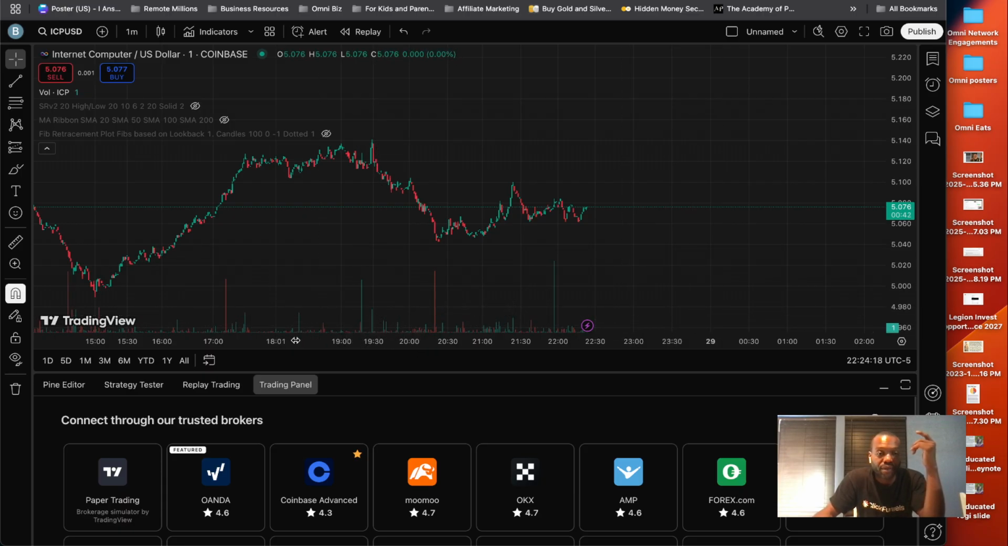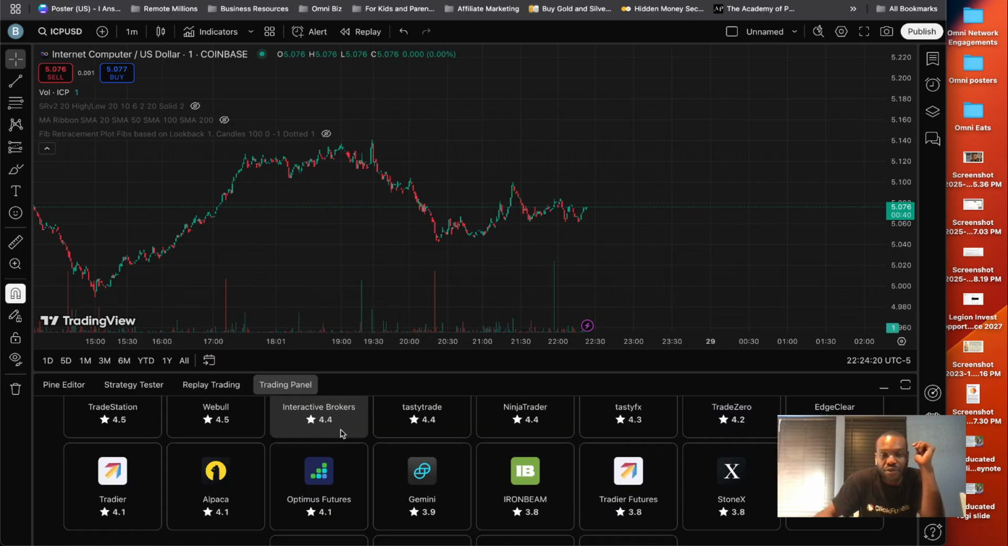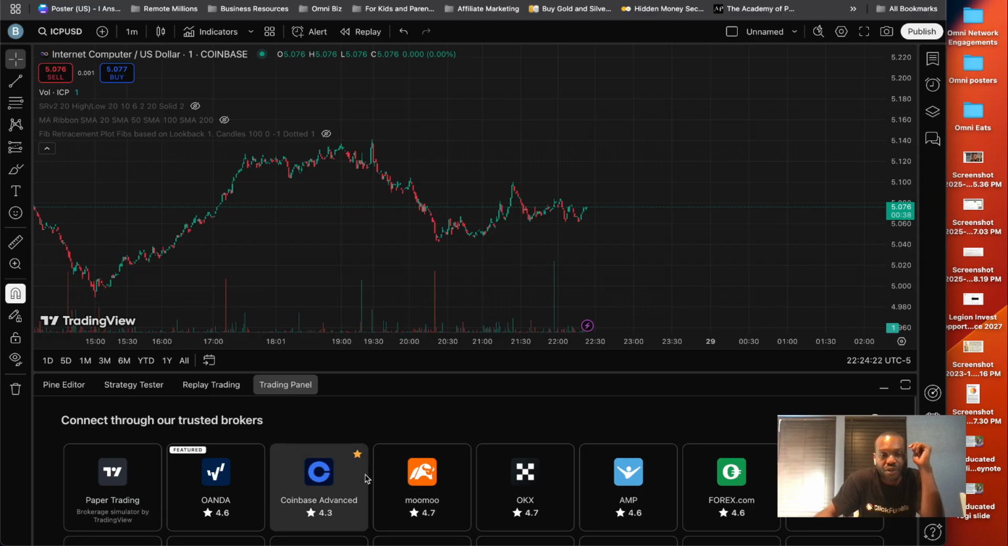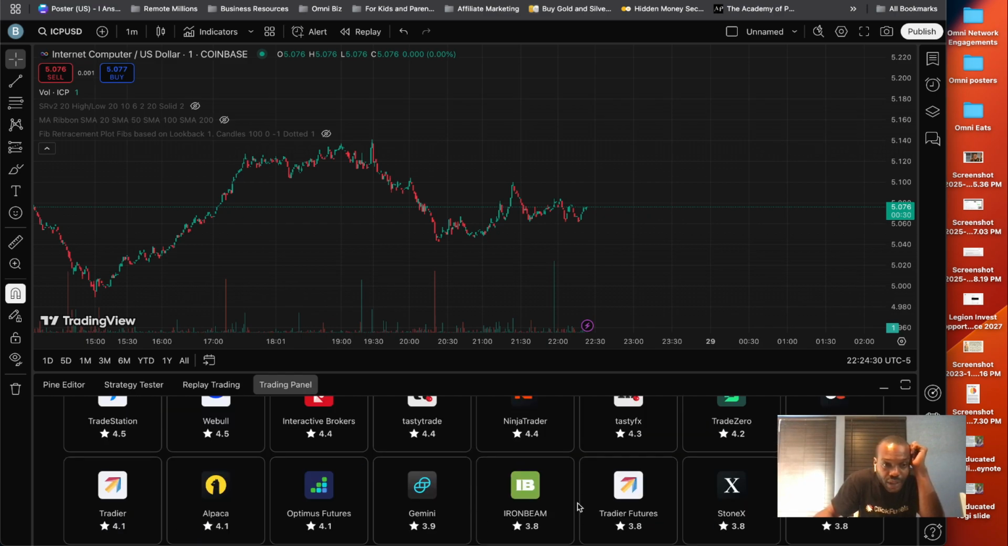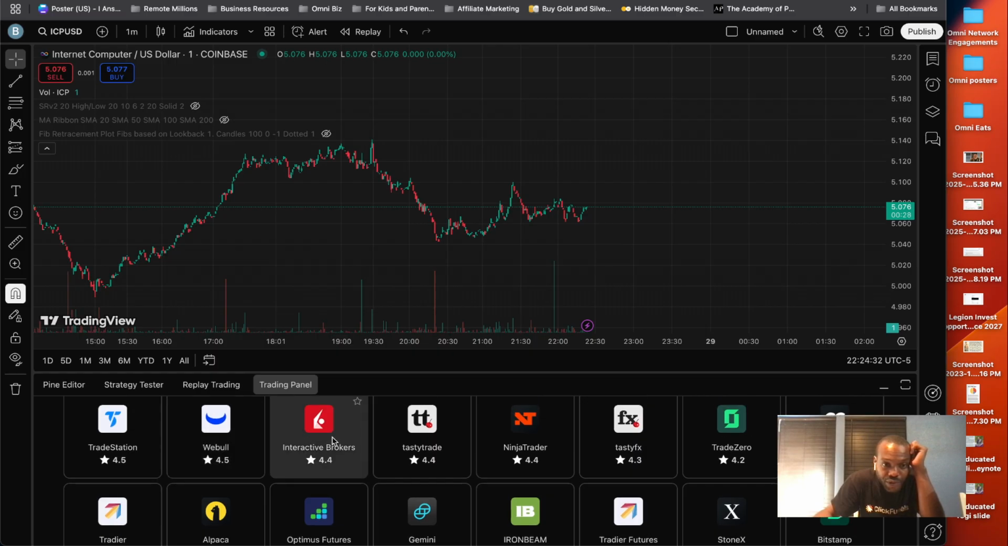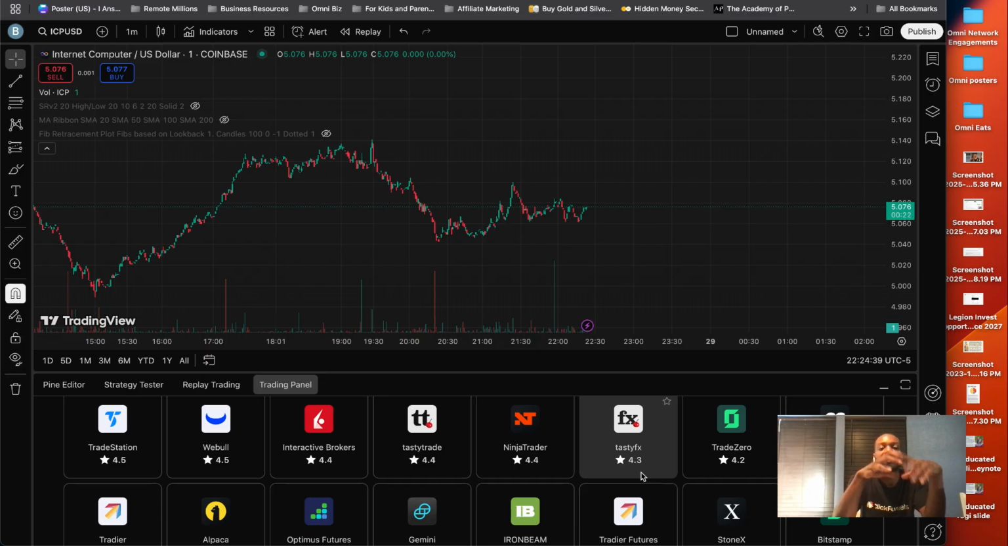I can go in here and it says trading panel. All these are different apps and exchanges you can use. That's why I say this one is called Moomoo. I'm probably gonna eventually get this one just because I've heard about it a lot. Forex is a popular one, and I've heard of Webull a lot. So all these are different exchanges, and TradingView hosts all of these so you can trade.